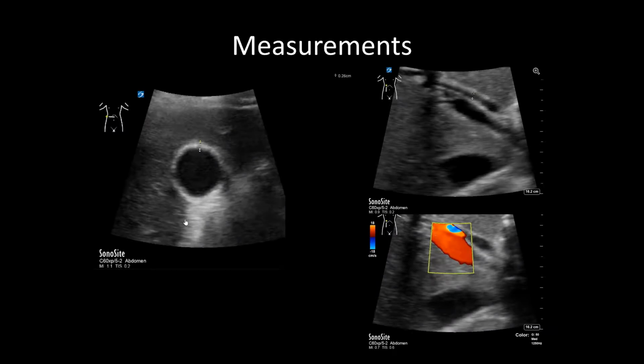When obtaining measurements, gallbladder wall should be measured in the short axis on the anterior wall. This will give you the most reliable measurement. A normal measurement for this is 3 millimeters or less.